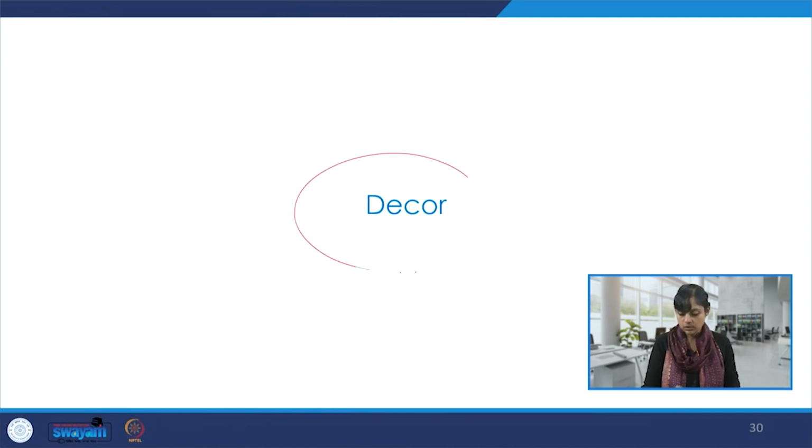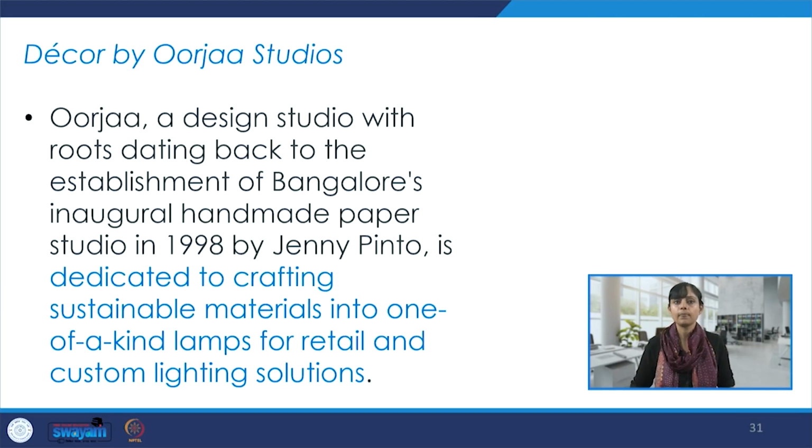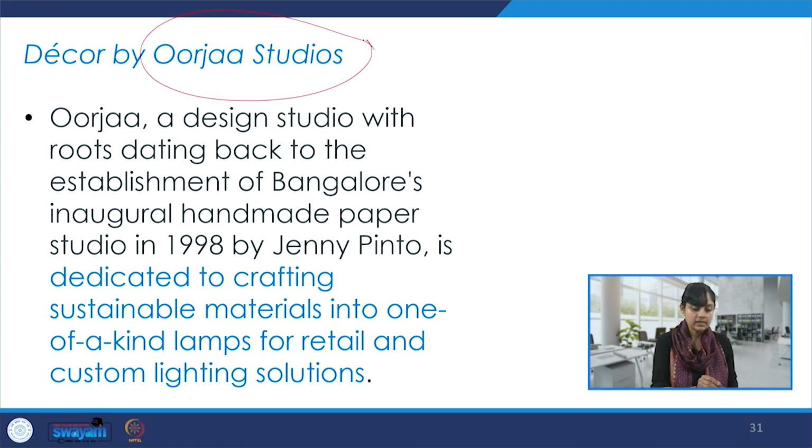Now let's talk about decor, and I'm sure the installations part was quite exciting, and some of us would like to explore more and work on these designs in the near future. So here also I've tried to put some examples and some case studies. I really like the works by Uja Studios, and specifically talking about decor, the kinds of products they design and the kind of approach they have. It's very interesting. So this is one of the design studios which is dedicated to crafting sustainable materials into one-of-a-kind lamps and products for retail and custom lighting solutions.